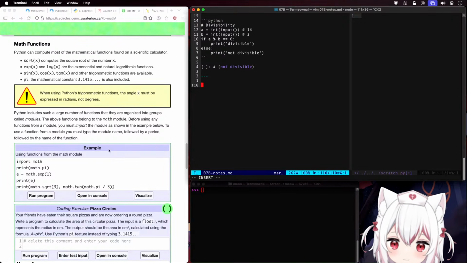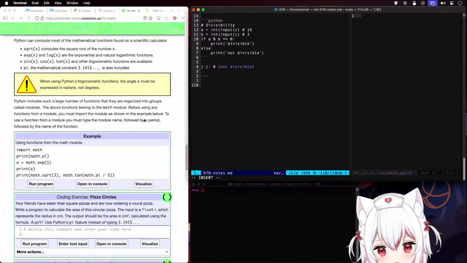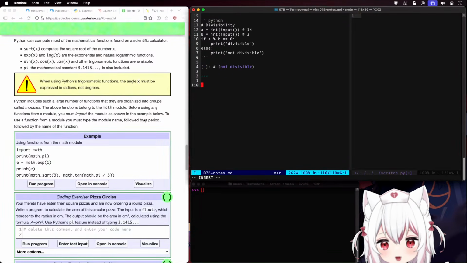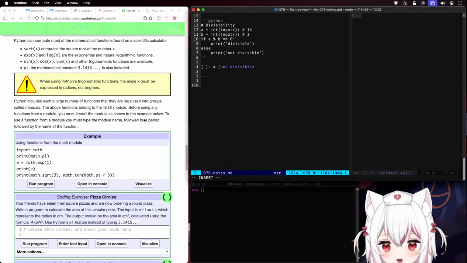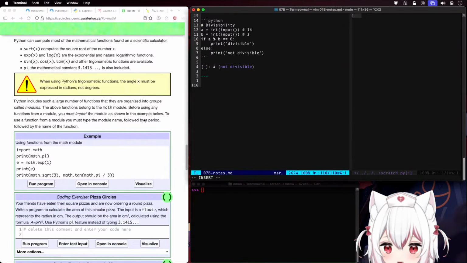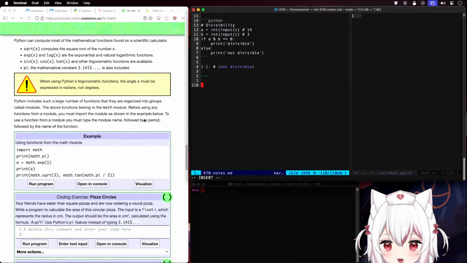Math functions. Python can compute most of the mathematical functions found on a scientific calculator. Square root x computes the square root of the number x. Exp x and log x are the exponential and natural logarithmic functions. Sine x, cosine x, tangent x, and other trigonometric functions are available. Pi, the mathematical constant, is also included. When using Python's trigonometric functions, the angle x must be expressed in radians, not degrees.